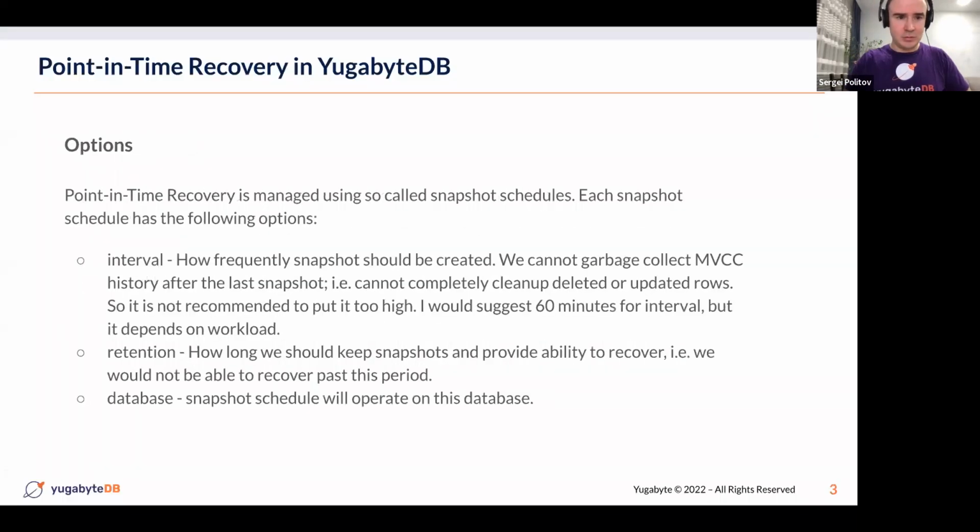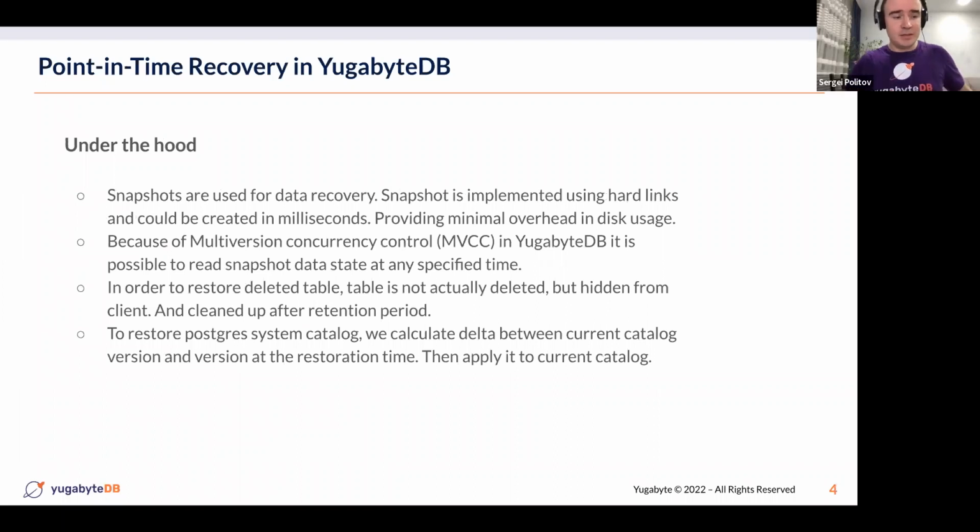This is here. As I said, we use snapshots for point-in-time recovery. What does a snapshot do? It virtually copies, using hard links, all the data of the database to the same disk, and also copies the system catalog. After we take this snapshot, we can apply cleanup of MVCC history.